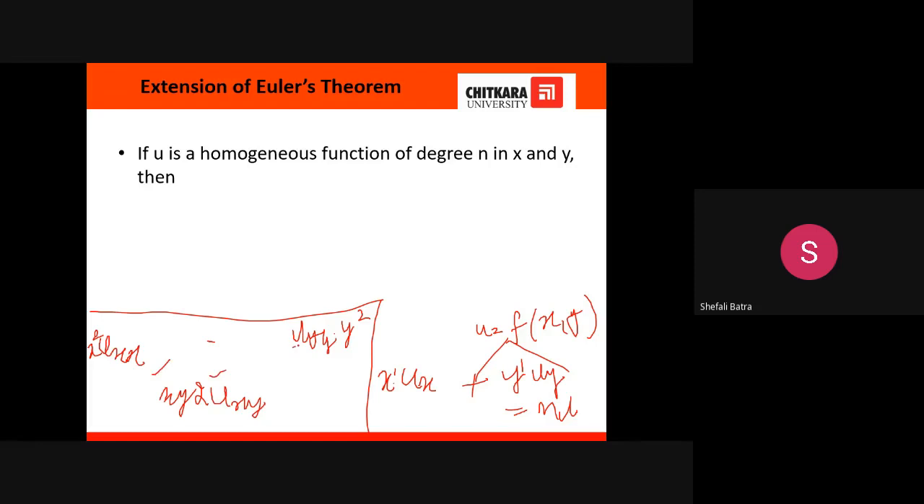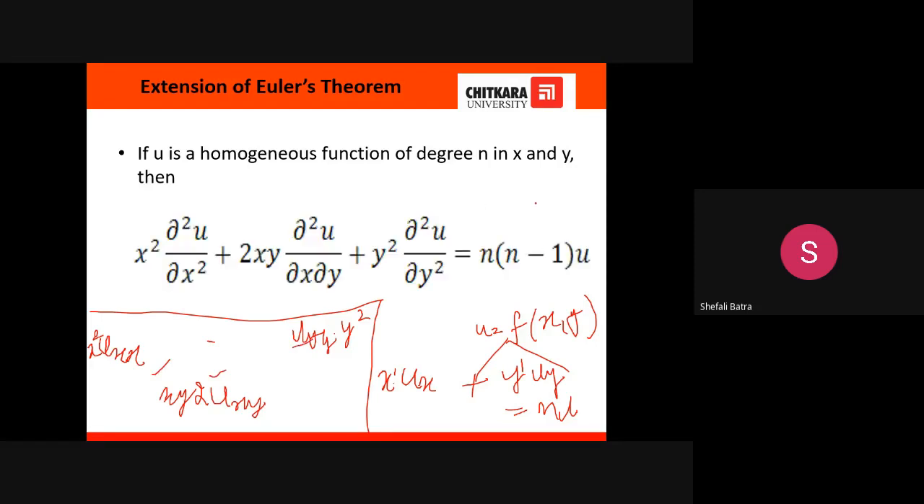बस अगर आपको ये याद है तो हम यहाँ लिखेंगे directly x square ∂²u/∂x² plus 2xy ∂²u/∂x∂y plus y square ∂²u/∂y² is equal to n into n minus 1 into u. वहां क्या था? सिर्फ nu, and here it is n into n minus 1 into u.